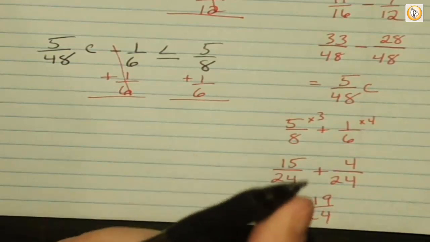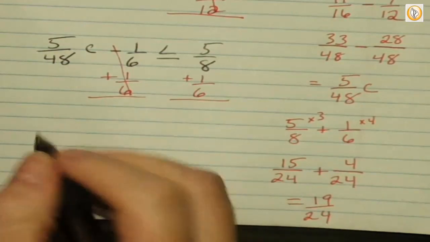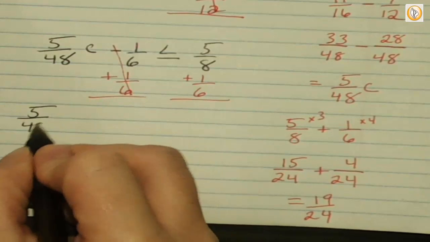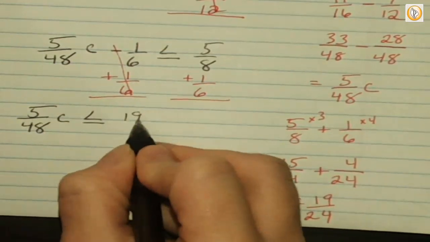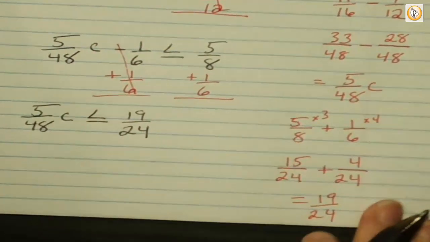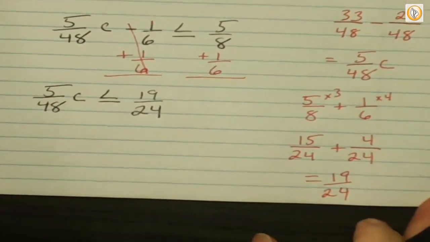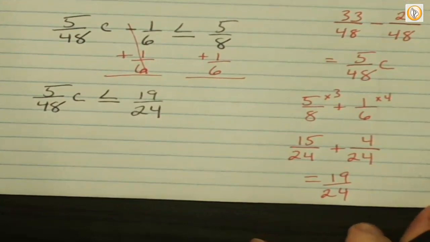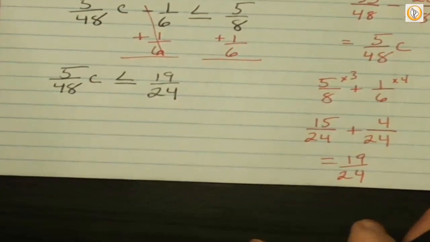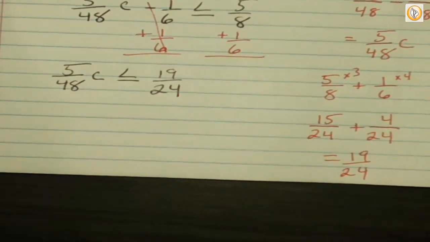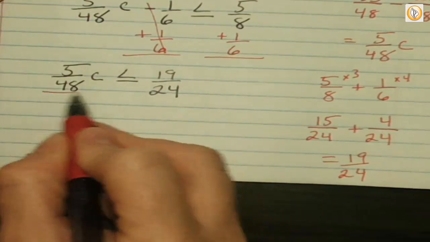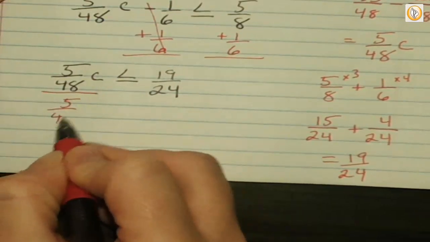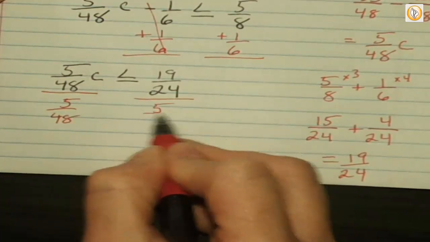All right, so now I have 5/48 c is less than or equal to 19/24. Am I done though? What do I do? You divide 5/48 by itself, and yes. So I'm dividing both sides by 5/48.